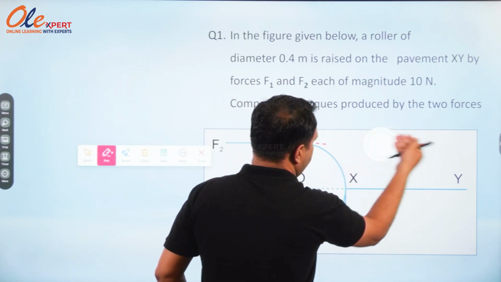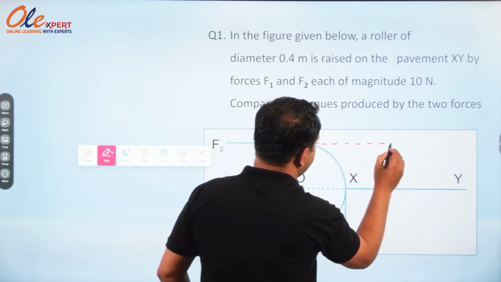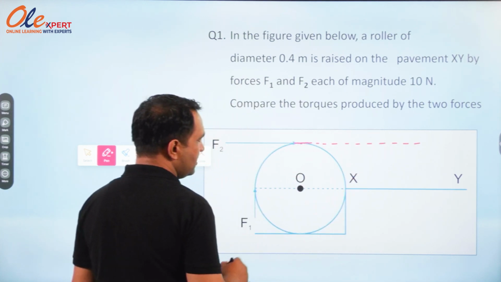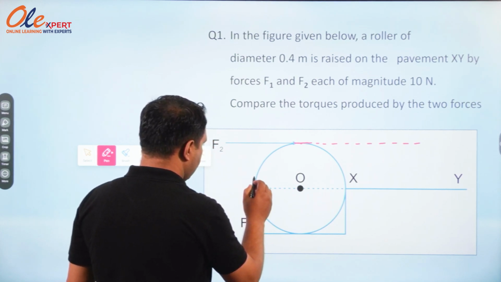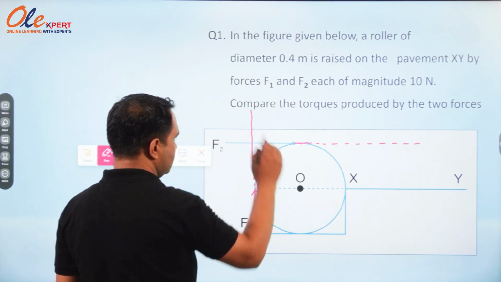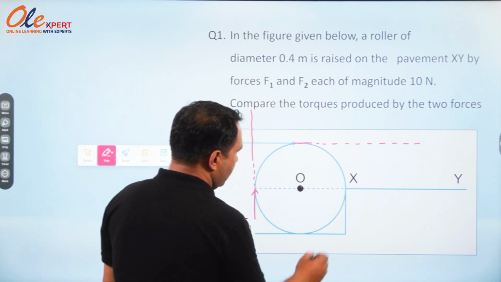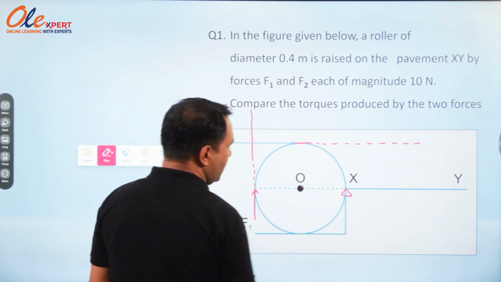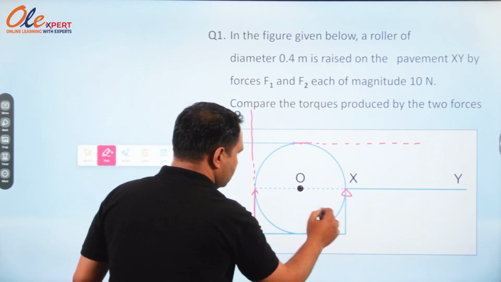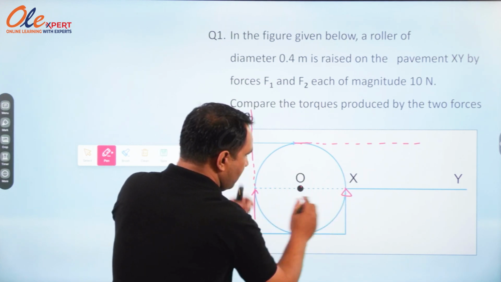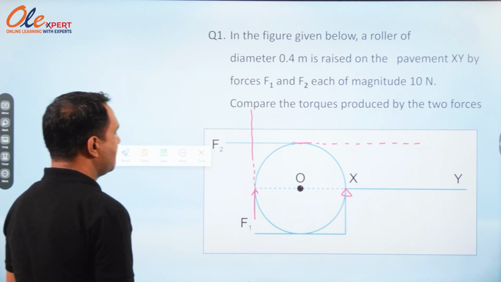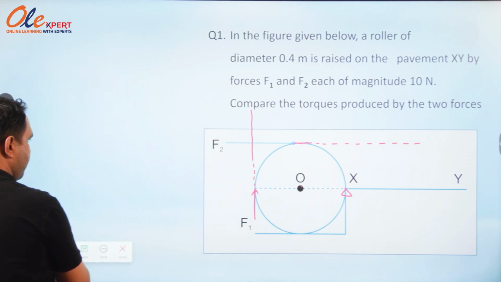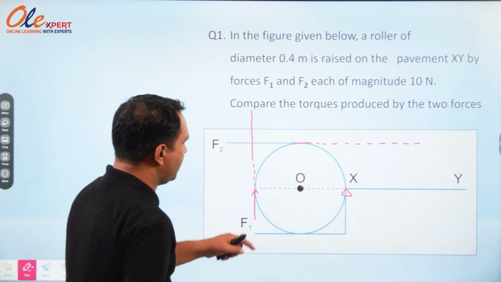Okay. Take a straight line. This is the line of action of force, and another force is this, F1, and its line of action of force is this. And this will be the pivoted point. Here, this roller will roll here. So now, what will be the torque produced by F1?